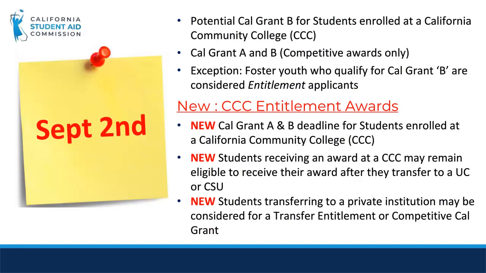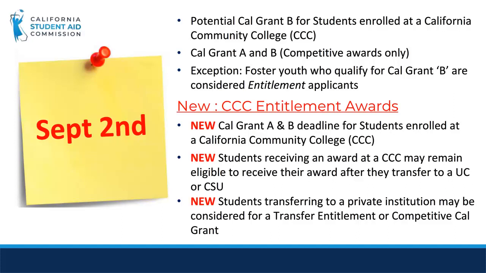The second deadline, on September 2nd, was previously known as the Community College deadline. This deadline was specifically reserved for students who attended a California community college, and it allowed them the opportunity to receive a competitive Cal Grant award by applying by September 2nd.